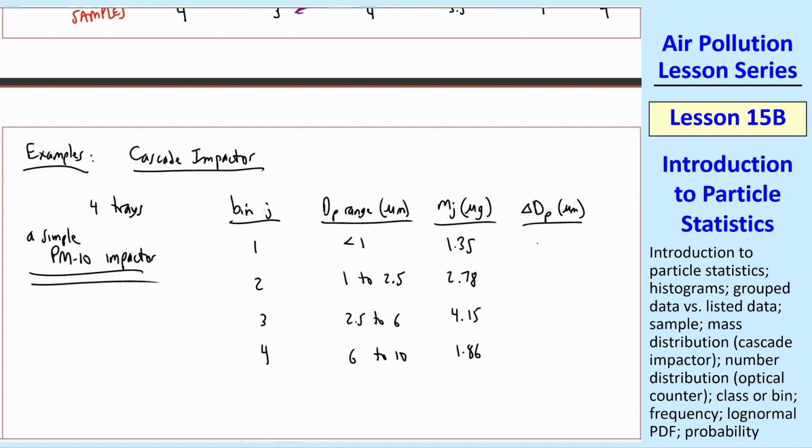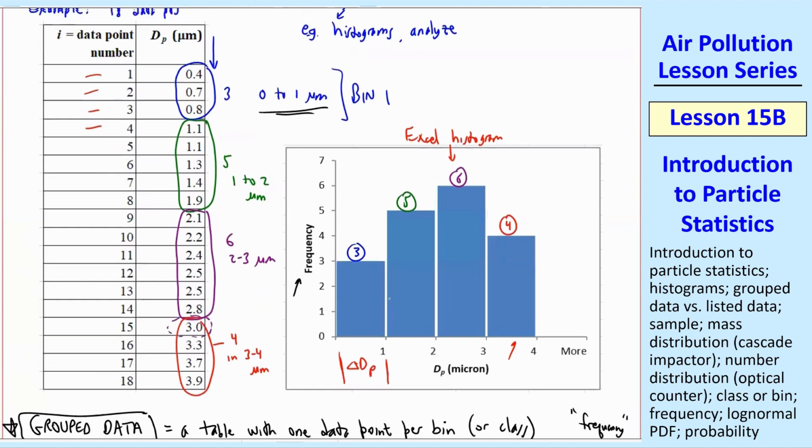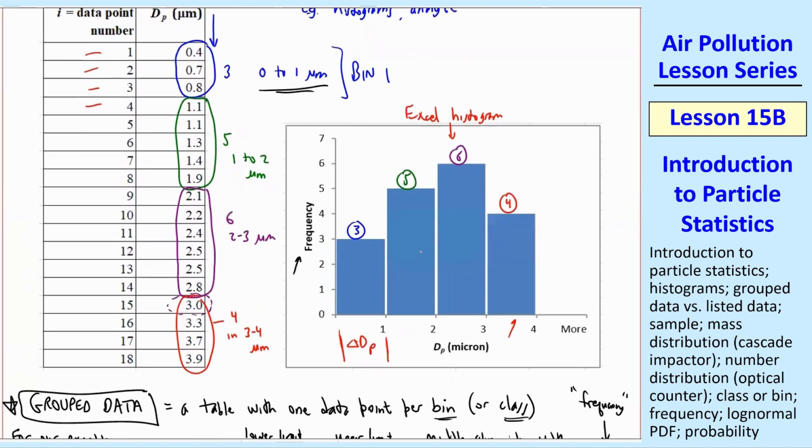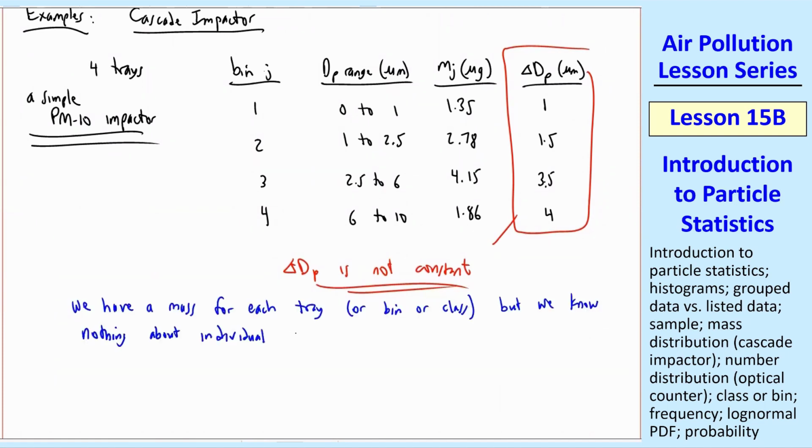Delta dp would be the difference between max and min. This first one is less than 1, but we'll call that 0 to 1. So for the first bin, 1 minus 0 is 1. 2.5 minus 1 is 1.5. This is a pretty typical kind of sample that you get from a PM10 impactor, the simple one with just 4 bins. But the thing is, delta dp is not constant. So the standard statistics and making histograms and stuff doesn't really work for grouped data like it did for listed data. Bottom line here is we have a mass for each tray or bin or class, but we know nothing about individual particles in these bins.